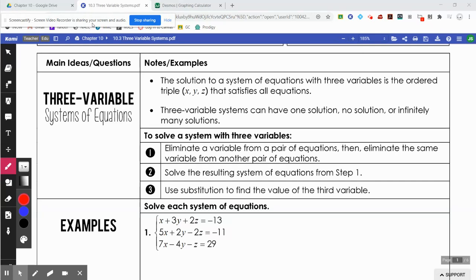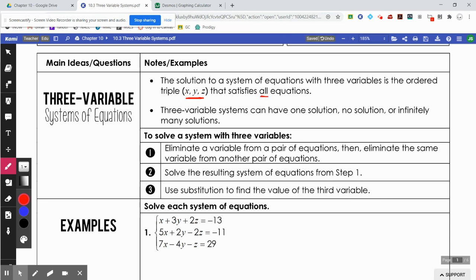Okay, in this video, we're going to be talking about three variable systems of equations. So you have three variables, you have three equations, and we're going to now look for, instead of an ordered pair, an XY answer, an XYZ answer. The solution to a system of equations with three variables is an ordered triple, an XYZ, that satisfies all equations.